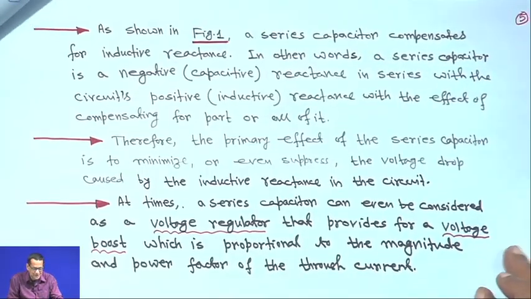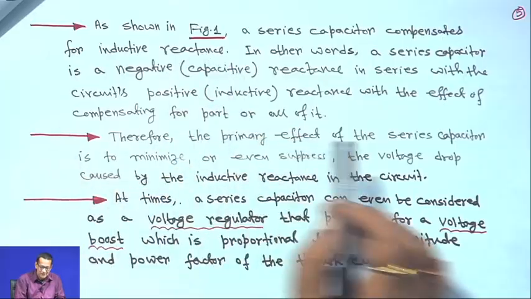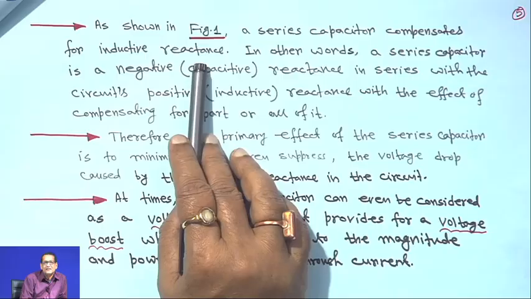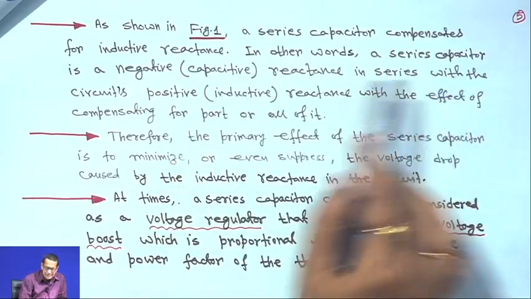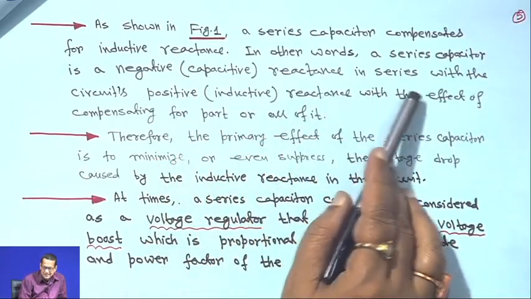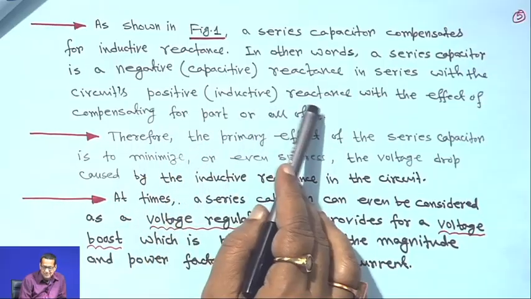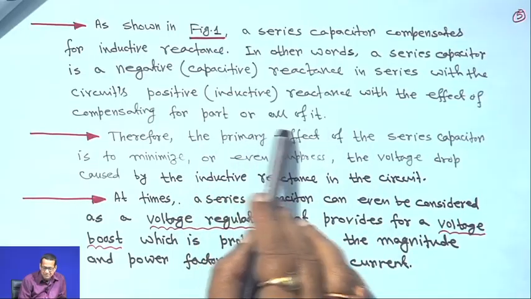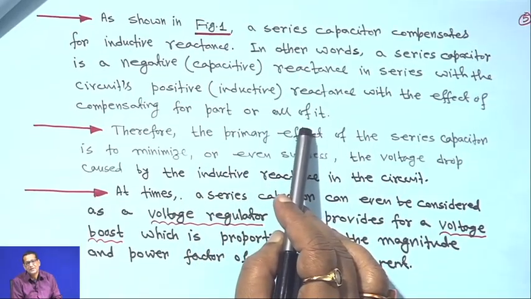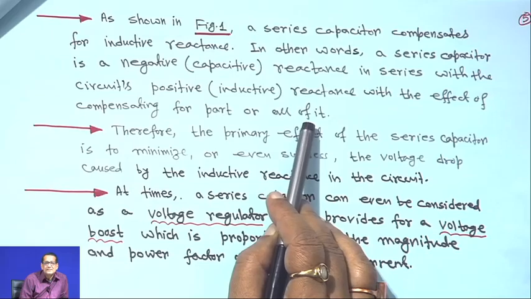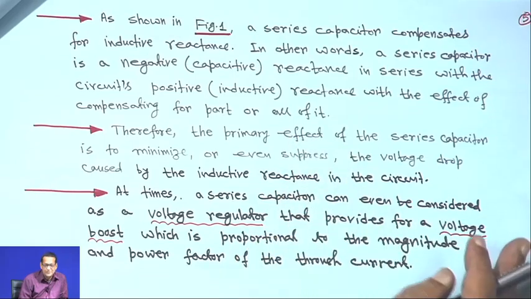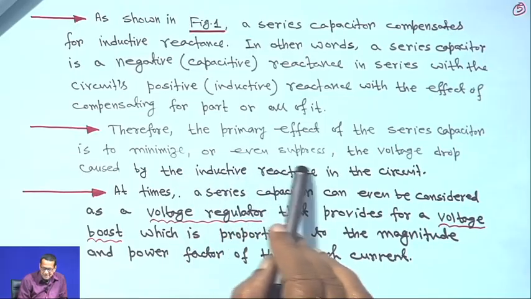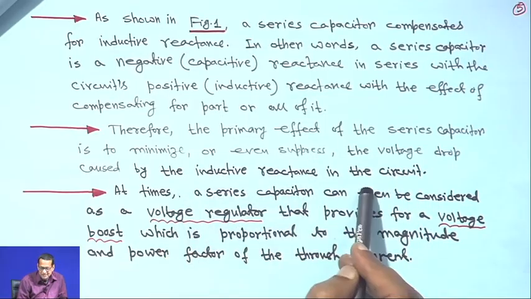Now, as shown in figure 1, a series capacitor compensates for inductive reactance because it is XL minus XC, right, that is why it is compensating. In other words, a series capacitor is a negative reactance in series with the circuit with positive reactance. Negative reactance means it is capacitive, positive means it is inductive, with the effect of compensating part or all of it. If all of it, meaning XL minus XC, it will be a resonance condition, right. Therefore, the primary effect of the series capacitor is to minimize or even suppress the voltage drop caused by the inductive reactance in the circuit.